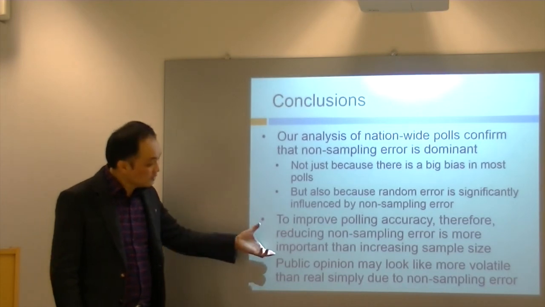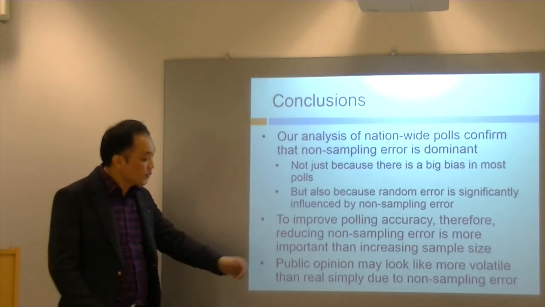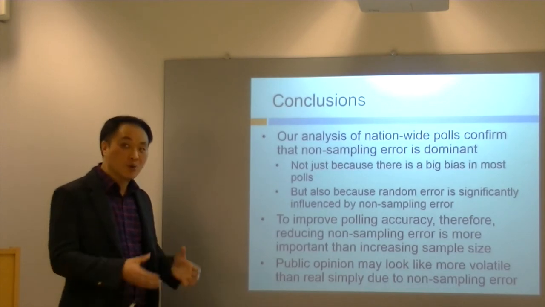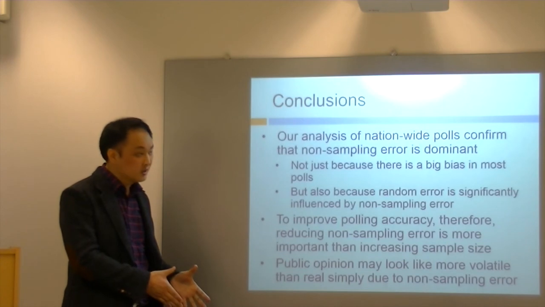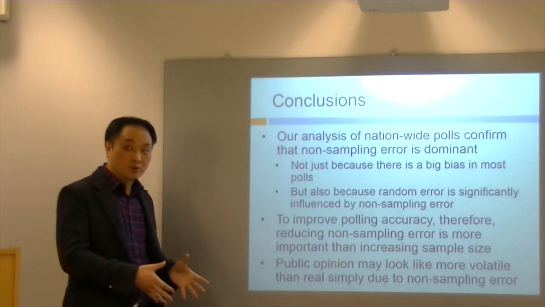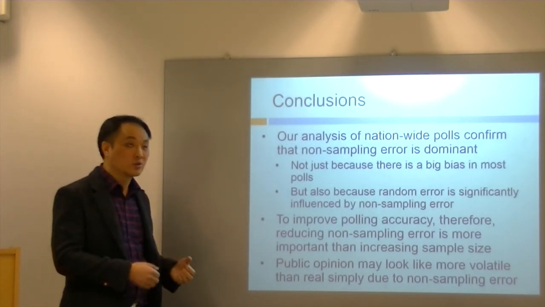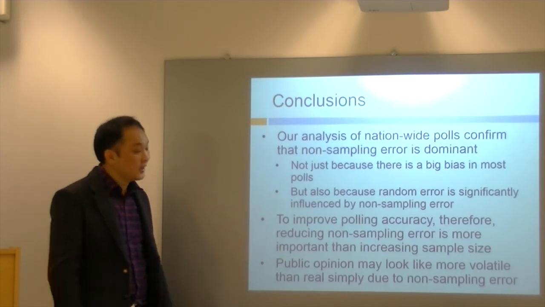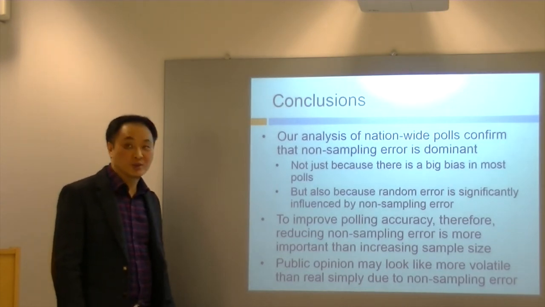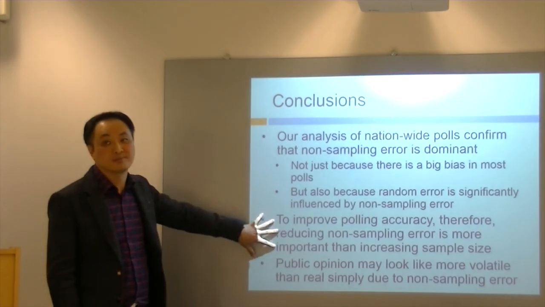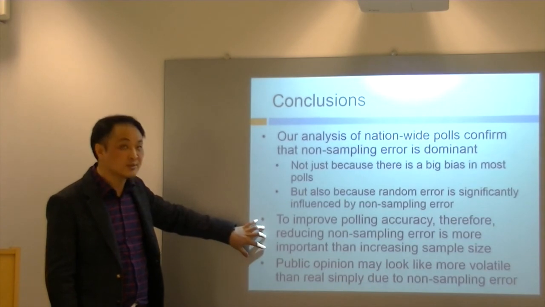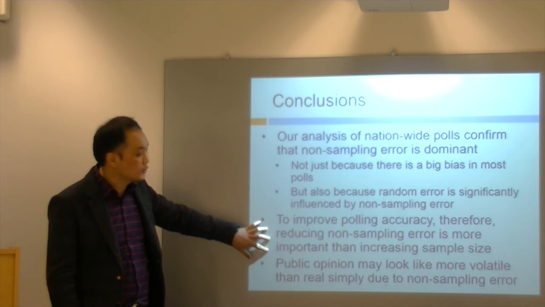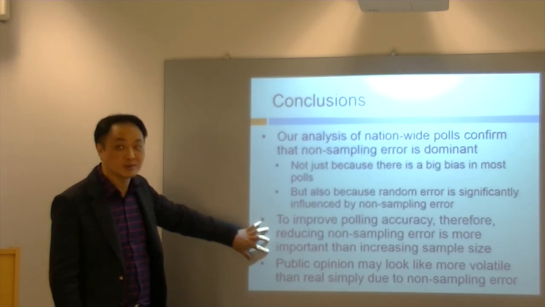So one implication is that a polling company can spend its money to collect more people and increase their sample size, or they can try to reduce their non-sampling error sources. And the implication of our analysis is that polling companies should use their money to reduce their non-sampling error sources.